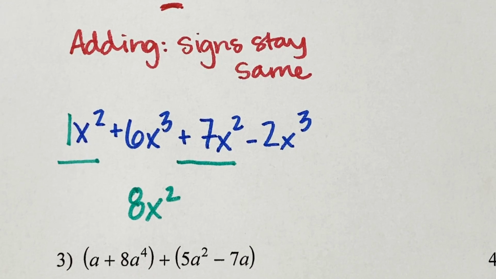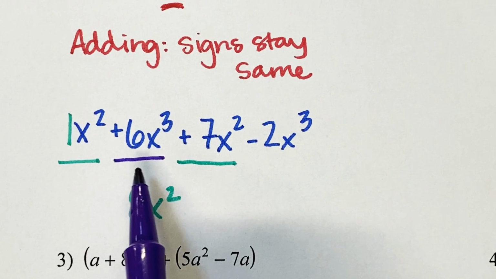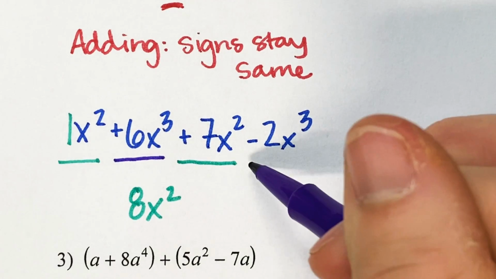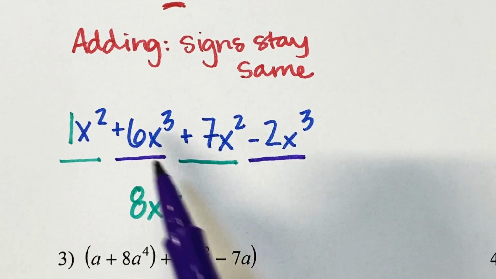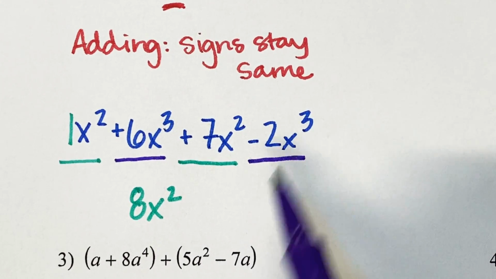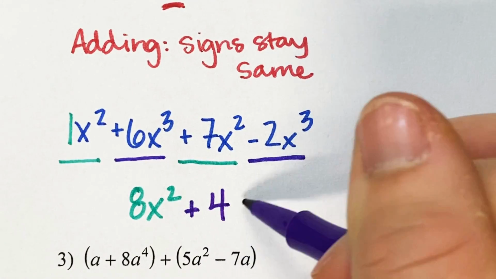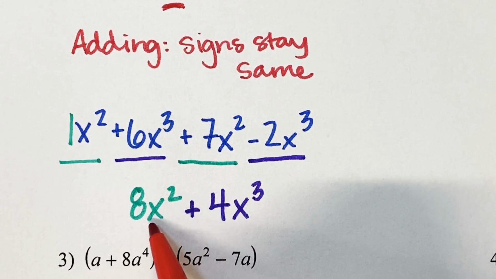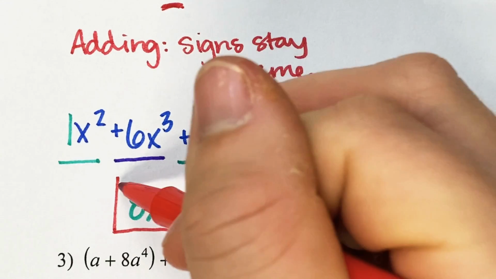Now let's look at our second term, 6x cubed. Is there another x cubed that I can combine this with? Yep, right on the end, negative 2x cubed. So what is 6x cubed minus 2x cubed? 6 minus 2 is going to give me positive 4x cubed. We combine like terms. We cannot combine them anymore because this one is x squared, that one is x cubed, so it is simplified.